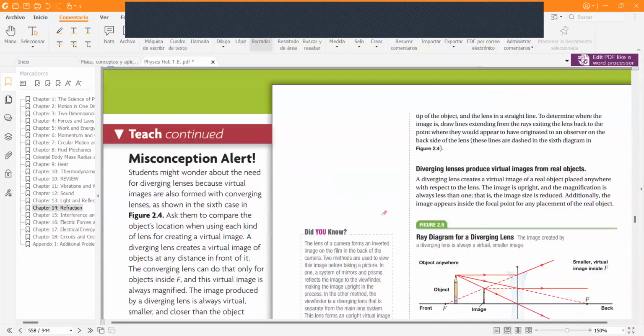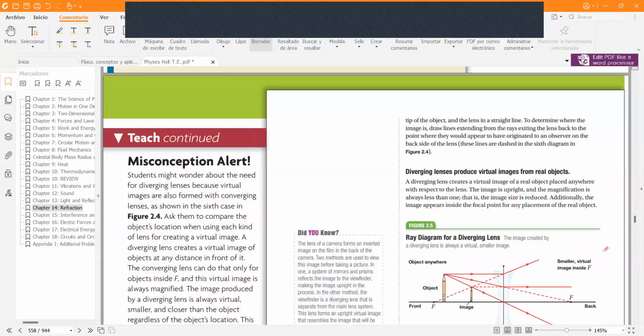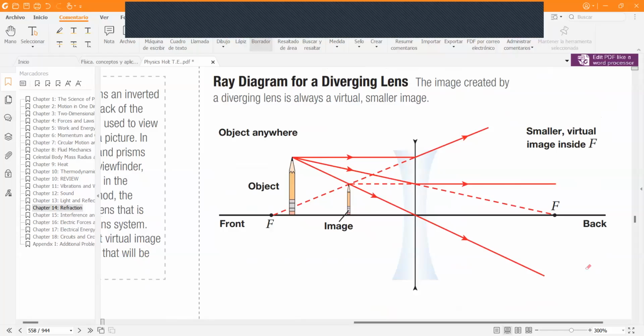Now that is for converging lenses, and this is the ray diagram for diverging lenses. You can see it's only one. The image created by the diverging lens is always a virtual, smaller image. For example, here we have the main object over here, and we have the 3 rays that are coming out of the object. So the first ray comes from the object, it strikes the lens. And as you can see, the light is going to pass through the lens. This ray, this is what I was telling you before.